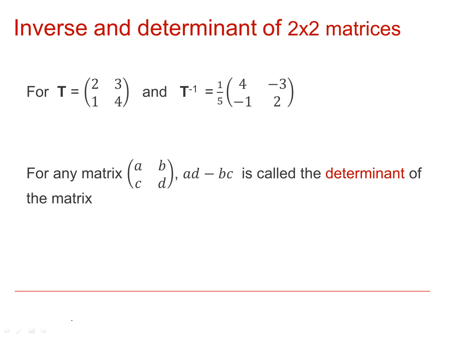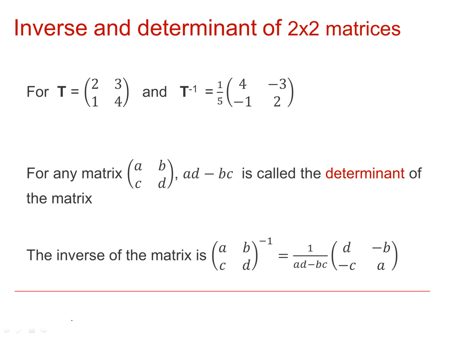You can also see that the values in the cells A and D have been swapped, and the ones in B and C have become negative. This is true in all cases. You can check this by multiplying the general matrix ABCD by this inverse both ways round. You'll find that you get the identity both times.